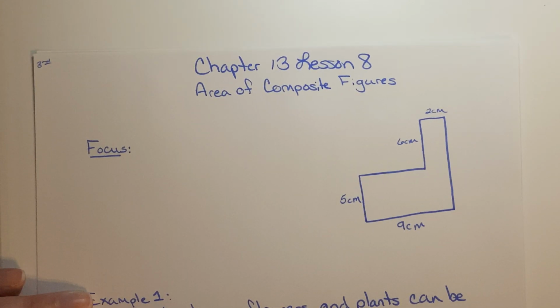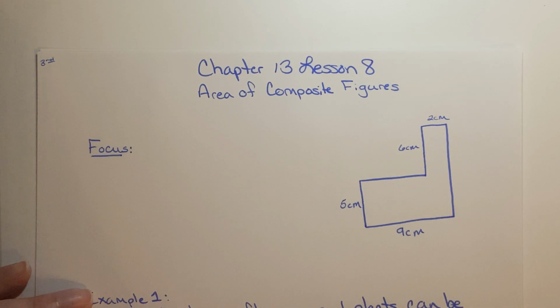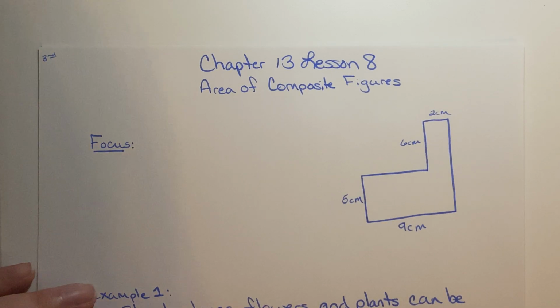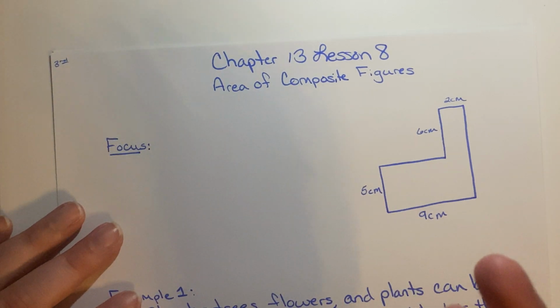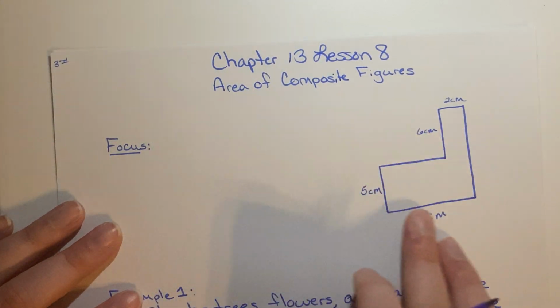Hey guys, today we're doing chapter 13, lesson 8, which is the area of composite figures. So this is a little bit different. We talked about the distributive property last time and breaking apart the rectangles and making them a little bit easier for us to work with. So we're doing that again, but we have a little bit different kind of figure.